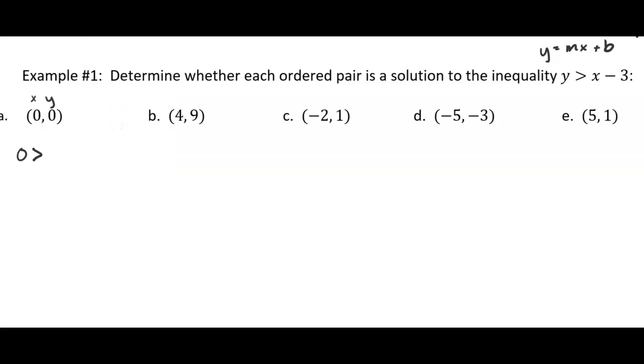We put in 0 for y and 0 for x, and so we get the statement 0 is greater than -3. Now don't be hasty when you're working with these statements because it's really easy to make a mistake. You have to stop and think, is 0 greater than -3? Yes. Or you can put true. And so yes, it's a solution.